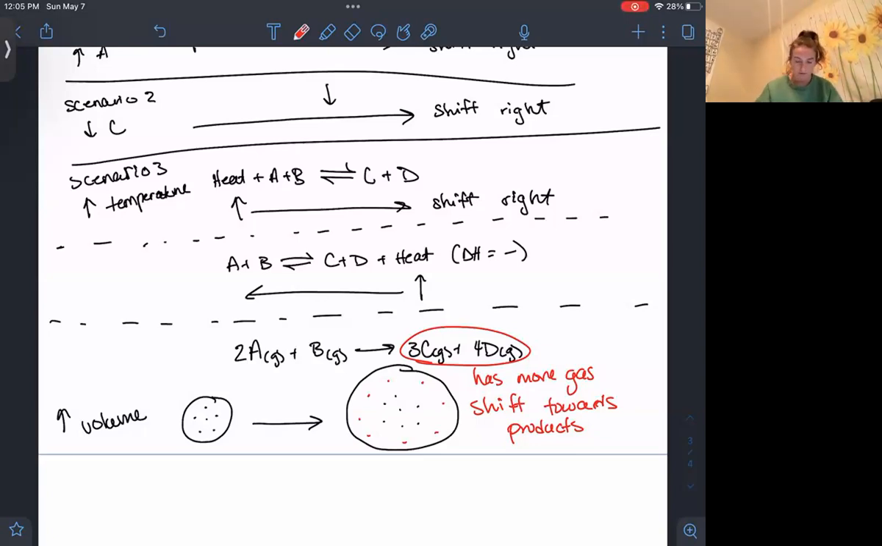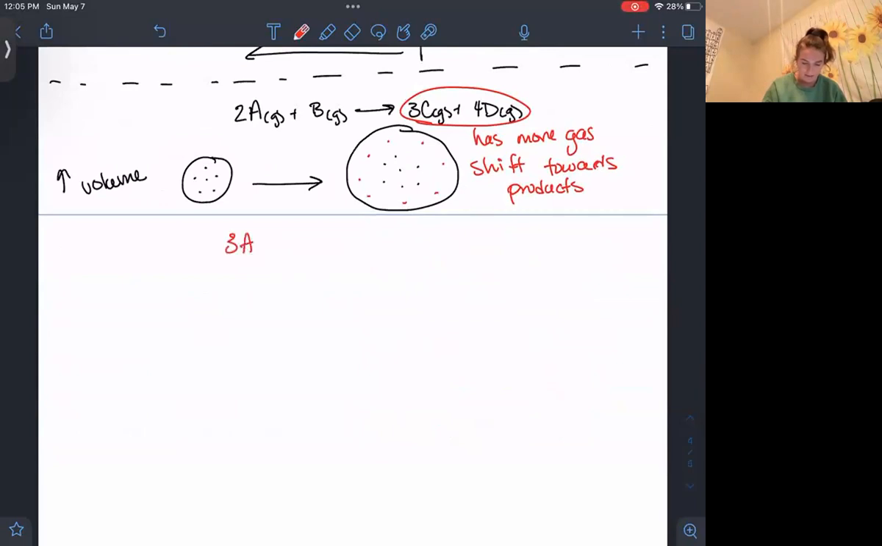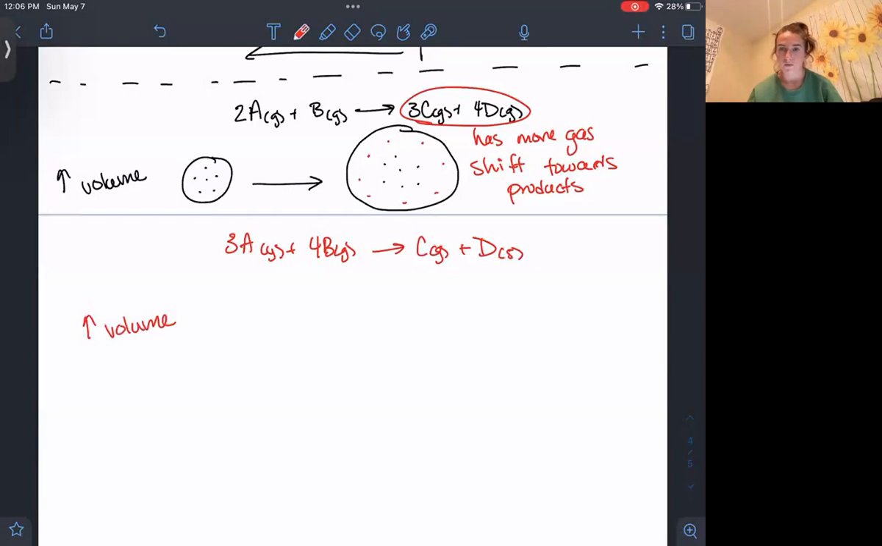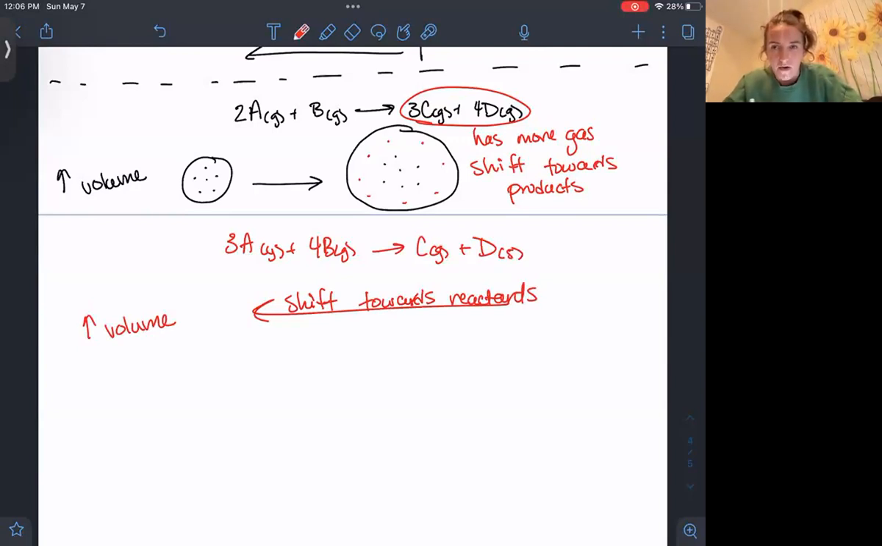Yes, awesome. So if it was the other way around, if we said this is 3A and 4B goes to C, and then this was D solid, right? If we're increasing volume this time, we're now going to shift towards reactants, or produce more reactants, because we have an increase in volume. We need to increase the amount of pressure again, or return back to the pressure we had before. Does that make sense? We see that for volume changes. Yep, this is only for gas. They will only ask you a volume change about gas.